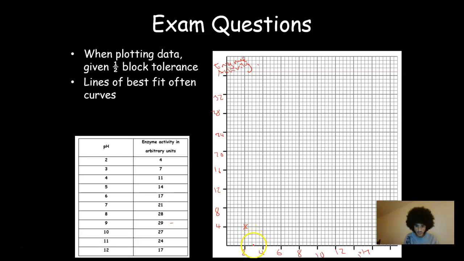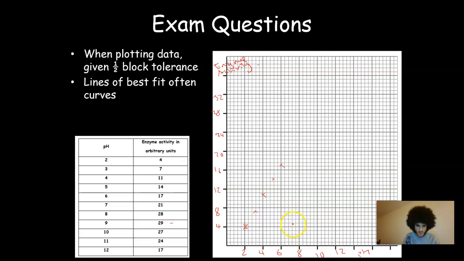So you can see that pH of 3 is at 7, which is around here, so 6 is in the middle there, so 7's around there. pH 4 is around 11, which is around here. pH 5 is 14, which is bang in the middle there, and so on. So you can see that slowly but surely you can build up your data count like this.